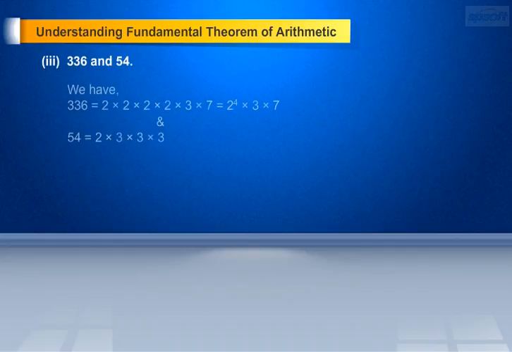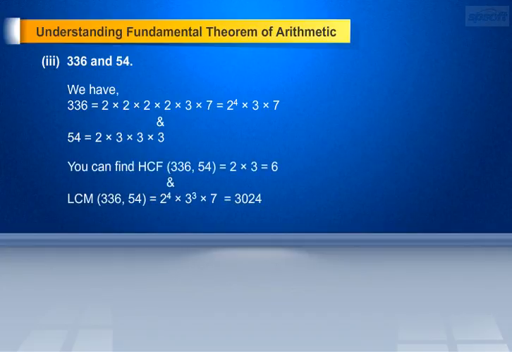336 and 54. We have 336 can be factorized as 336 equals 2 into 2 into 2 into 2 into 3 into 7. 336 equals 2 to the power of 4 into 3 into 7. And 54 can be factorized as 54 equals 2 into 3 into 3 into 3. You can find HCF of 336, 54 equals 2 into 3 equals 6. And LCM of 336, 54 equal to 2 to the power of 4 into 3 cube into 7 equal to 3024.